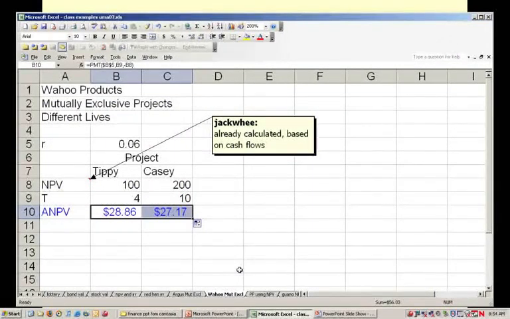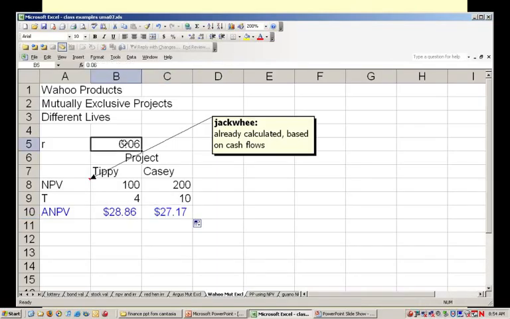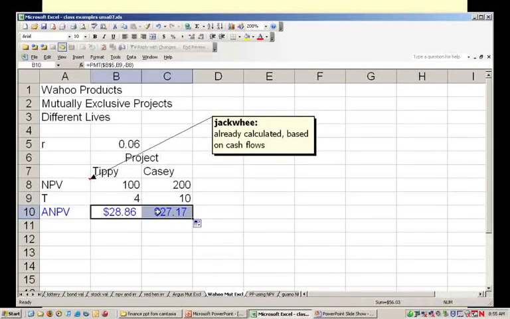I've labeled this worksheet Wahoo Products, Mutually Exclusive Projects, Different Lives. Here's our discount rate. And note that what I've already done is to calculate the net present values of the two investment alternatives, Tippy and Casey. And here they are, $100 and $200 respectively. I've also indicated the term of the two projects, 4 years for Tippy and 10 years for Casey. Finally, I've calculated the annualized net present values for the two projects, and now I'm going to delete those numbers and show you how to calculate an annualized net present value.